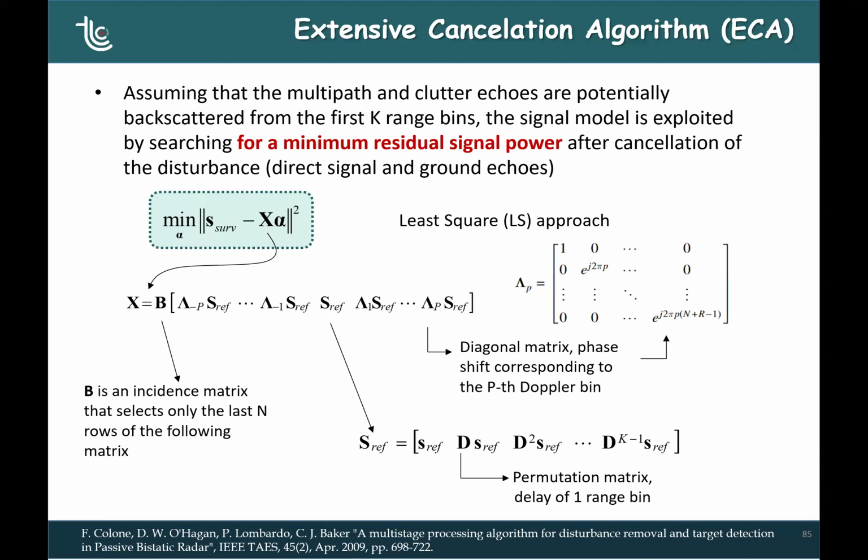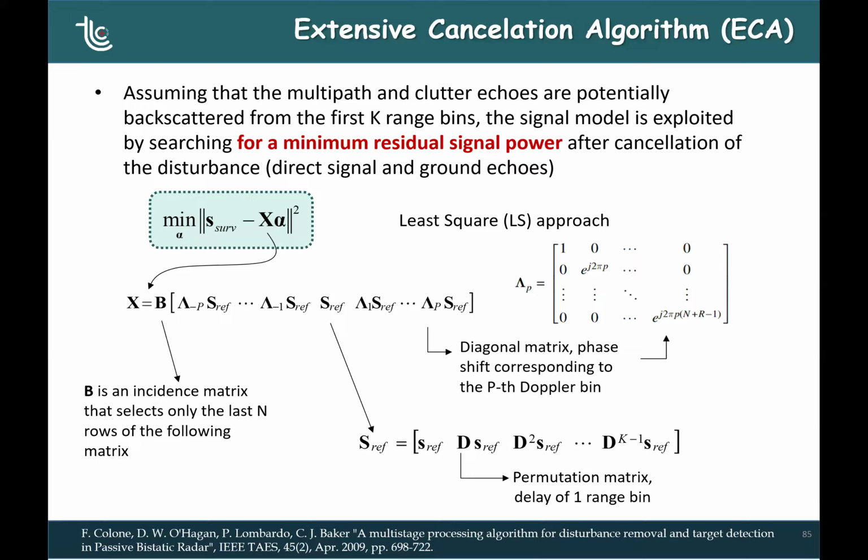When we go too far, the power of the clutter as multipath is much lower. So we look only at these K range bins, and we use the signal model. The signal model is exploited by searching for a minimum residual signal power after cancellation of the disturbance. The disturbance is the direct signal and the echoes.